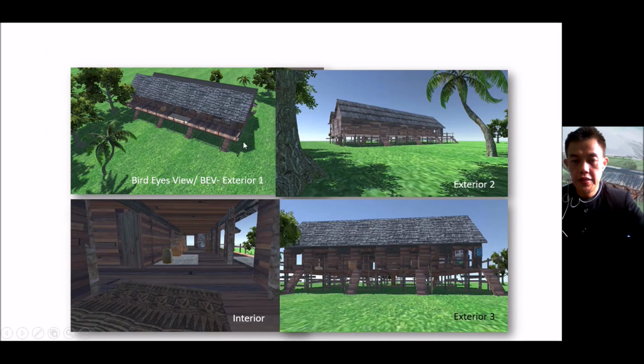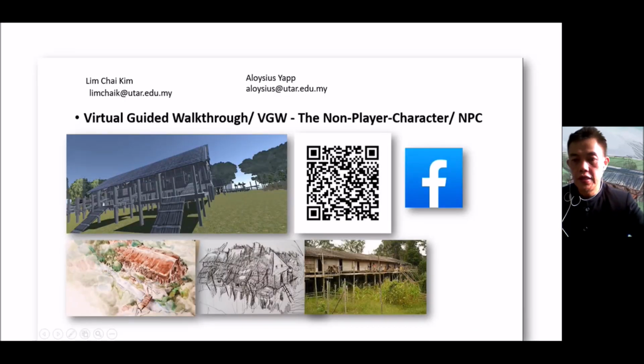This is the longhouse, exterior and interior. This is the exterior bird's eye view, and exterior 1 and 2, also the interior. This is computer-generated imagery, developed using 3D software. If you want to see the previous project, you can use this QR code to visit the social media site, which was designed by Aloysius, which is me, and also Mr. Jakim, who is a developer and programmer.